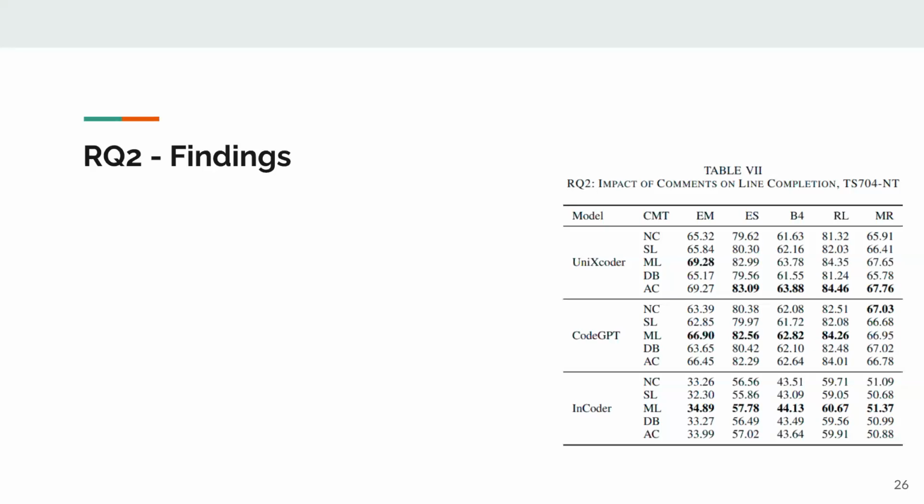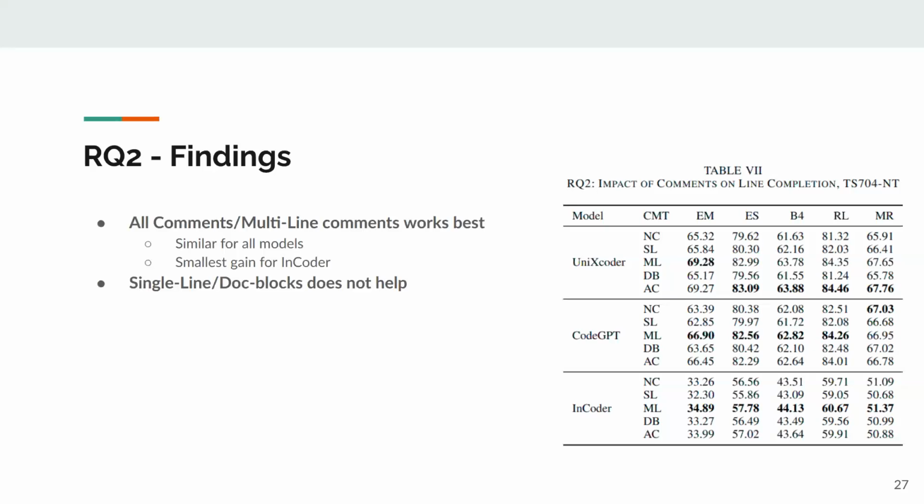And this seems to indicate that multi-line comments contribute the most to the performance of these models, but that keeping all comments still yields similar performance. So based on the fact that all comments and multi-line comments produce relatively close metric values, you could also say that single line comments and doc block comments may not really help much, but that keeping them does not necessarily have a disastrous effect.